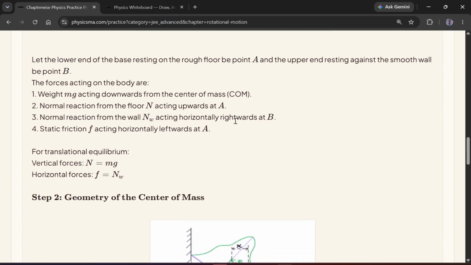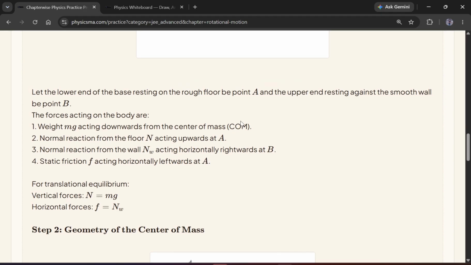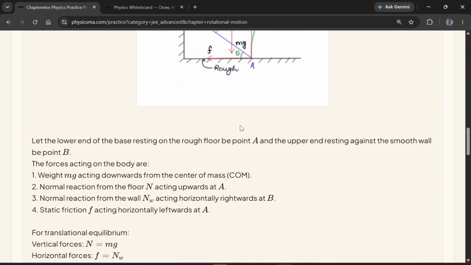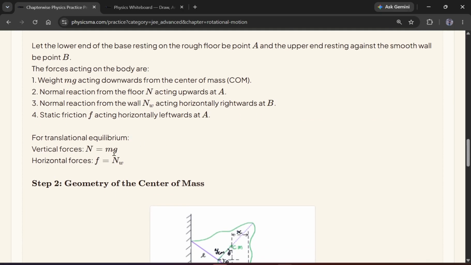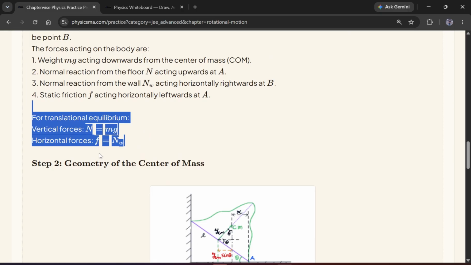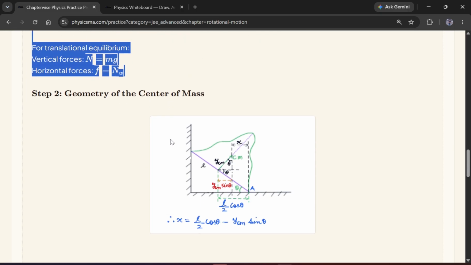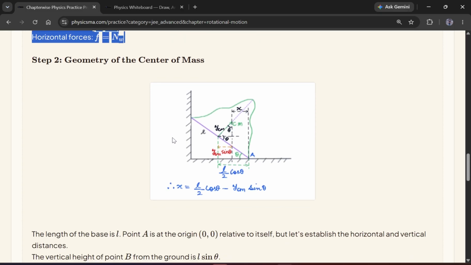Okay, so then we have to balance the forces for translational equilibrium. So in the vertical direction, normal is balancing mg, N is mg, and in the horizontal direction, NW is balancing the friction. So NW is balancing the friction over here. Okay. So now we have got the translational equilibrium, and the next one is going to be the geometry of the center of mass. So because we are going to make use of x, what is this value of x? So later on, first of all, let's find out this value of x using this geometry.